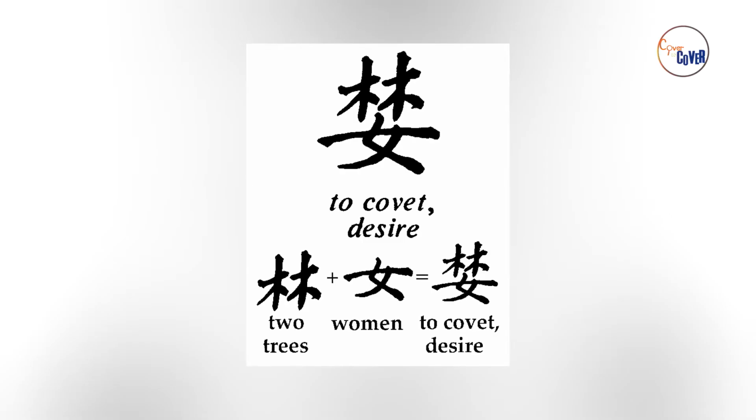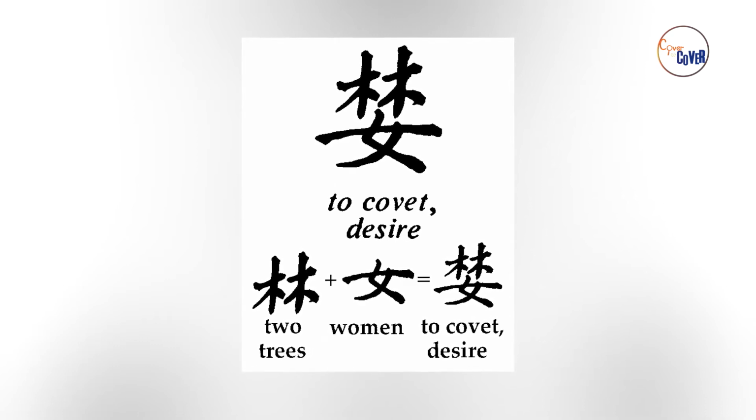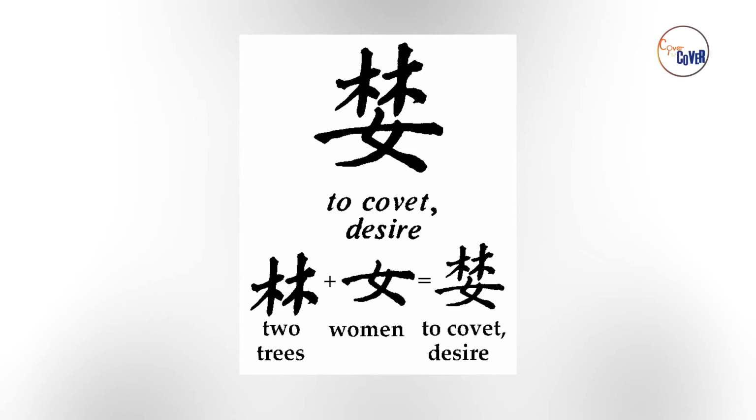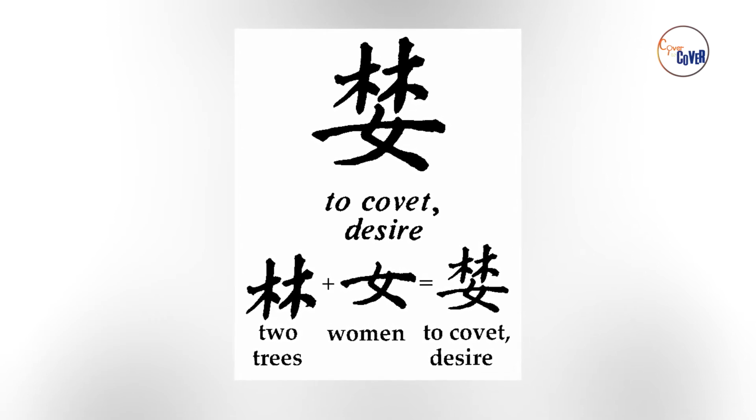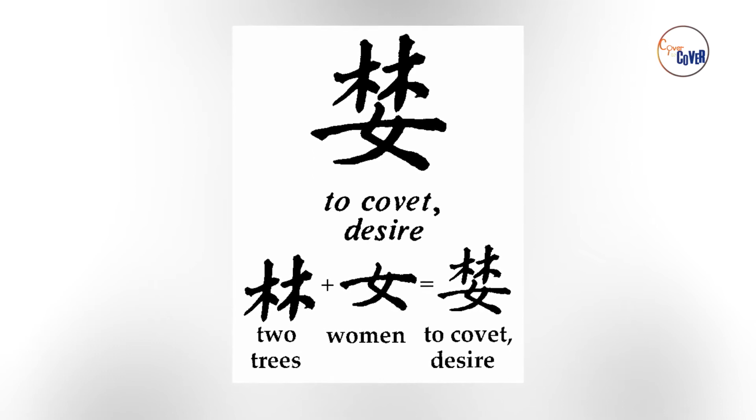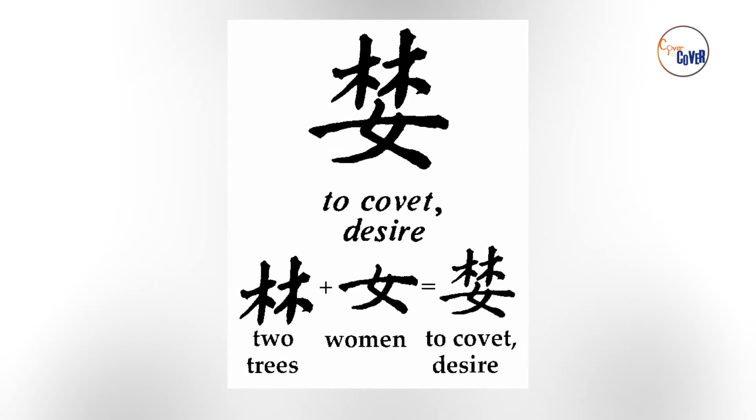Look at the way they write the word to desire or to covet. It has 2 symbols: the 2 trees, you can see the trees there, and then woman, that's the symbol of woman. The 2 trees and the woman, when they put them together, guess what that reads? To covet or to desire. Again, is it a coincidence? No, it's because they knew what happened in the Garden of Eden.